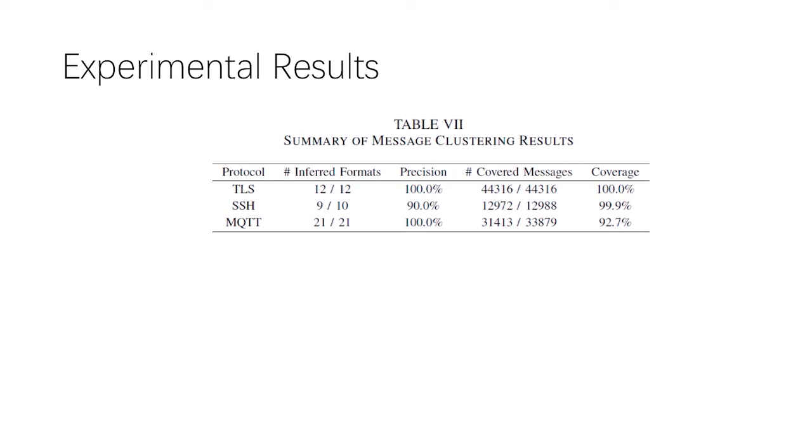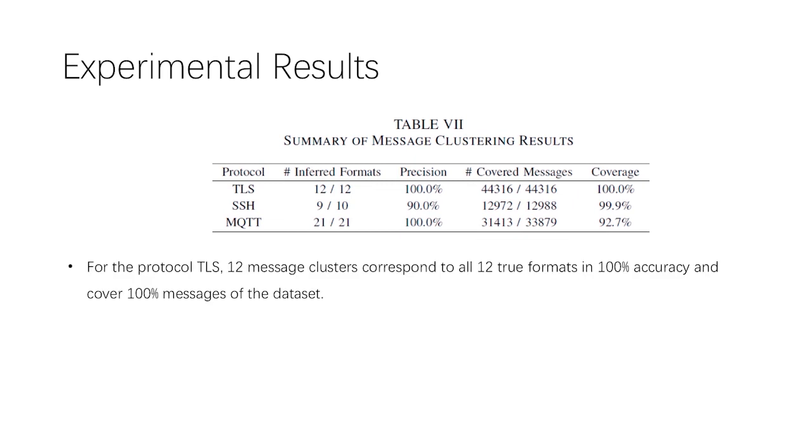The presentation of experimental results includes the message clustering and format inference. Except for one format of the protocol SSH, all message clustering results correspond exactly to the ground truths. The table shows the summary of message clustering results. For the protocol TLS, 12 message clusters correspond to all 12 true formats in 100% accuracy and cover 100% messages of the dataset.